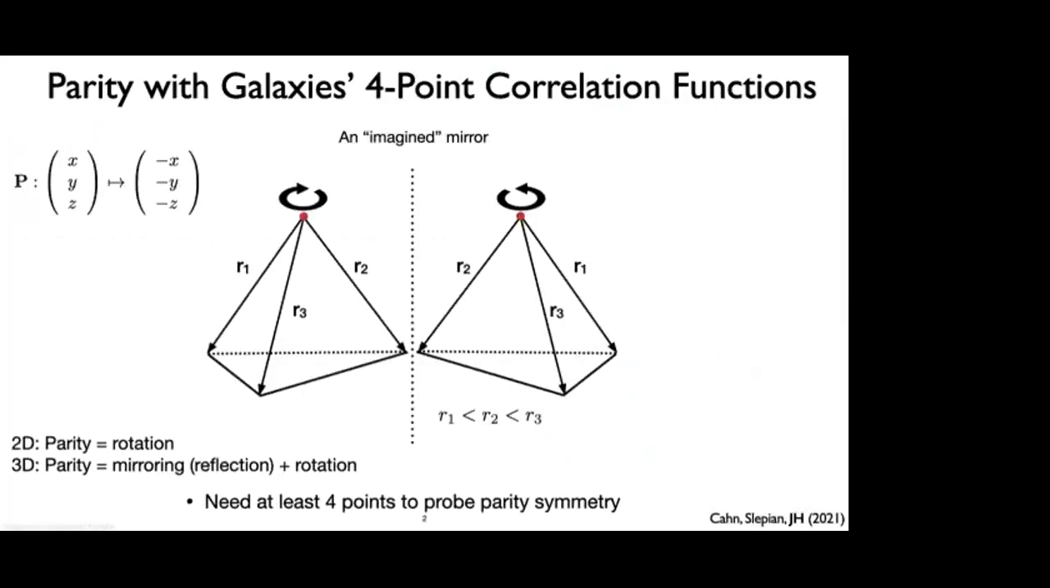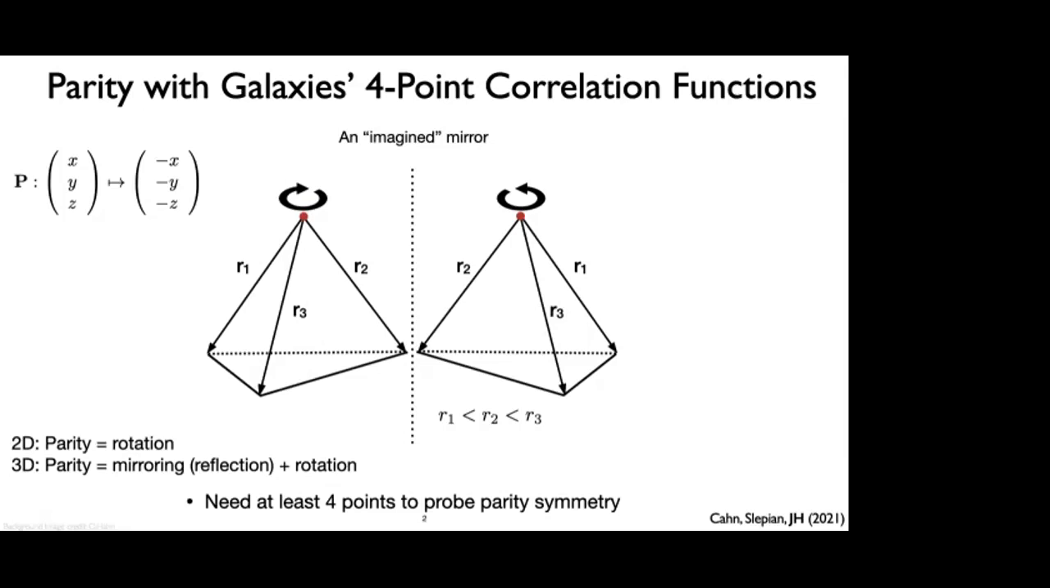Since this is the second week of the parity workshop, I will only give a brief introduction to parity and the galaxy 4-point function. The parity transformation flips the spatial coordinates from x, y, z to minus x, y, z. Here we indicate the vertices of the tetrahedron as galaxies. From each vertex, if we arrange r1 to be smaller than r2 than r3, then we can assign an effective handedness to each vertex. After applying a parity transformation, we can see that the handedness is flipped.